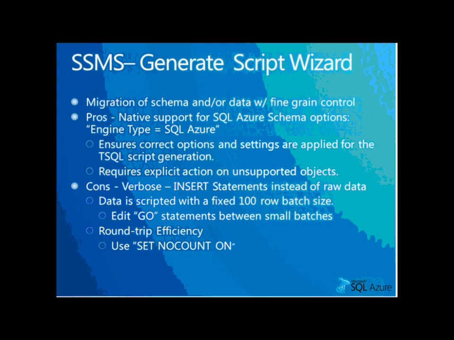So as I said, the Generate Script Wizard is something that you can use, and I pretty much went over all the pros. The cons for you to be aware of using the Generate Script Wizard is you have insert statements instead of raw data, and then you have a fixed row batch size. Of course, you can edit that, and just as a tip, you want to set NOCOUNT to ON to increase efficiency. So, that's a tool that some of you might choose to use.